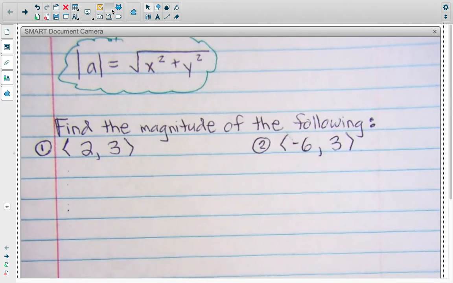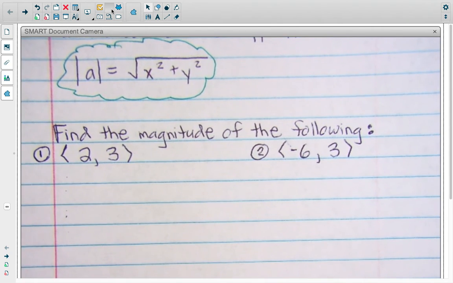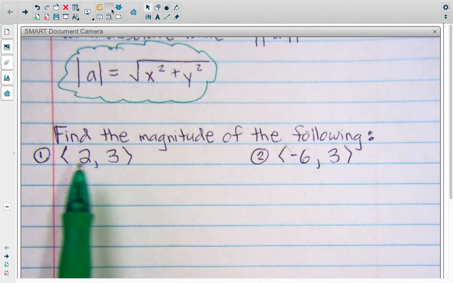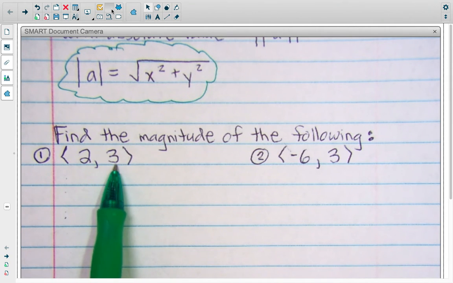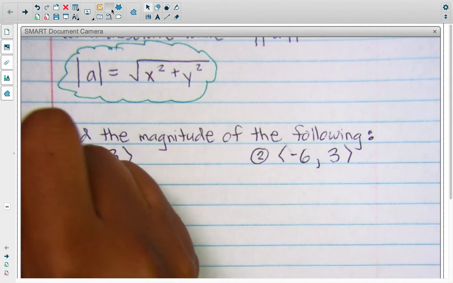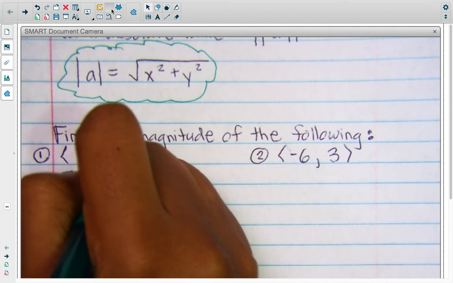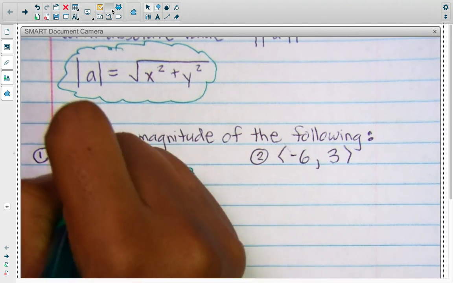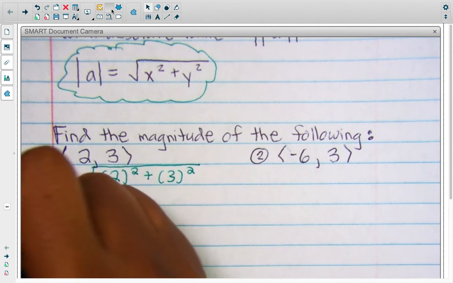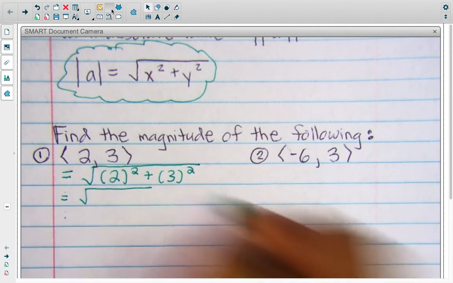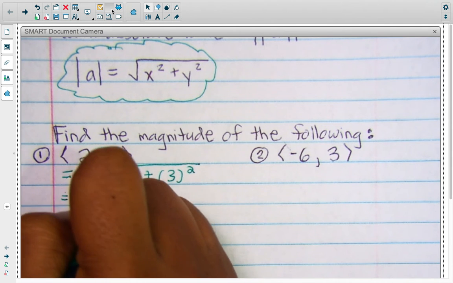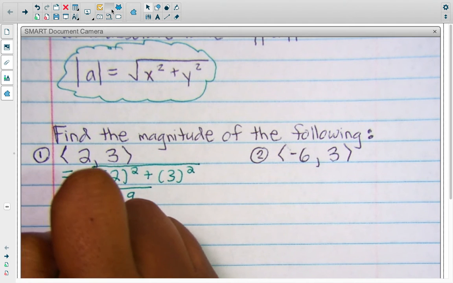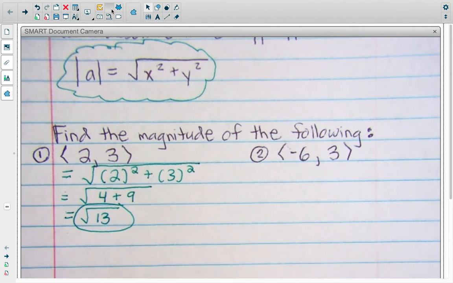So as always, let's go through and do some examples. I'll try to keep that formula in view for us so we can follow it. This is our first vector, 2, 3. The first one's x and the second one's y. So if I'm trying to find the magnitude, we do 2 squared plus 3 squared. You can use your calculator, Desmos, or mental math. 2 times 2 is 4. 3 times 3 is 9. I add that together, which gives us the square root of 13.